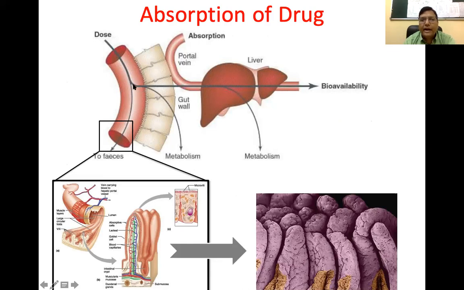The majority part gets absorbed, and in the gut wall some part of the drug gets metabolized. The rest gets absorbed and through the portal circulation reaches the liver, where first pass metabolism occurs, and a part of the drug gets metabolized and excreted through the kidney or through the feces, and the rest of the drug comes into systemic circulation, and that is the bioavailability.